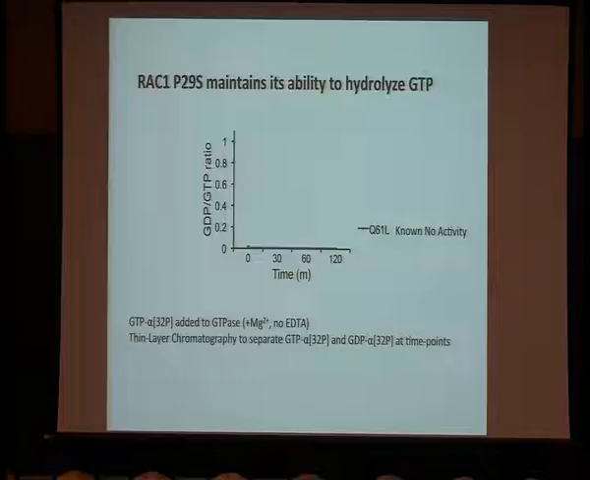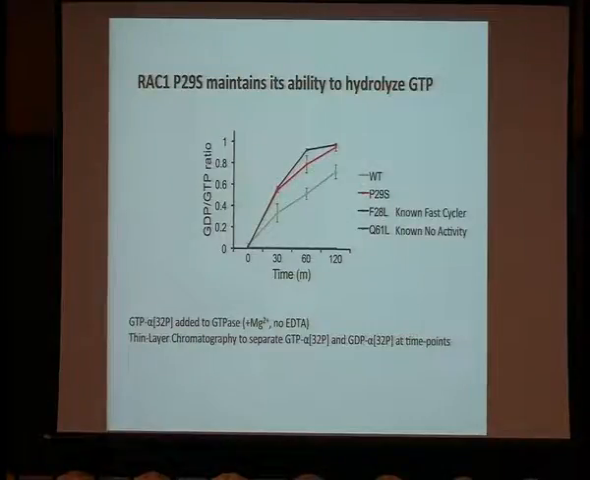We then wanted to double check whether this mutation has or has not lost its ability to hydrolyze GTP. So in this assay, we incubate radioactive GTP with the GTPase, and then look using thin layer chromatography at the amount of GTP and the amount of GDP that's present after certain time periods. So the Q61 mutation, the codon 61 mutation, there's basically no hydrolysis of GTP.